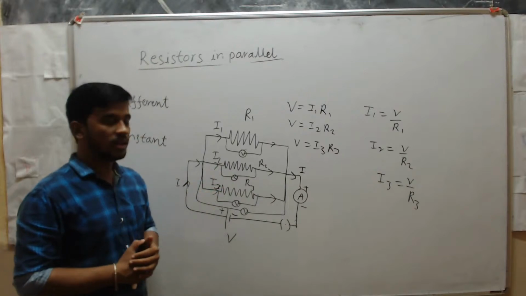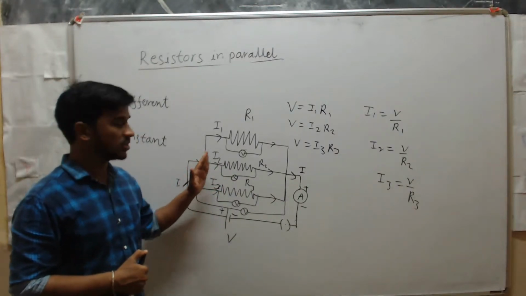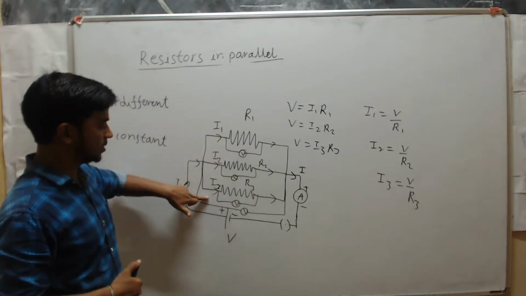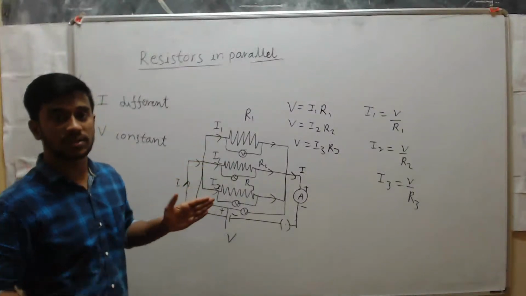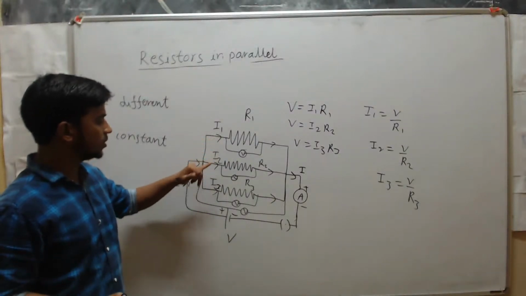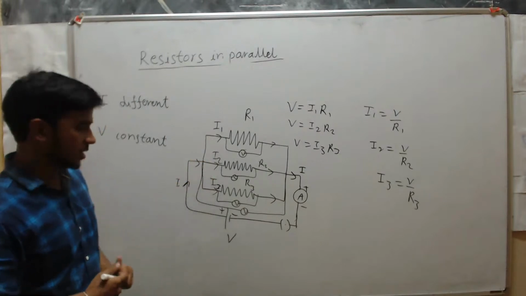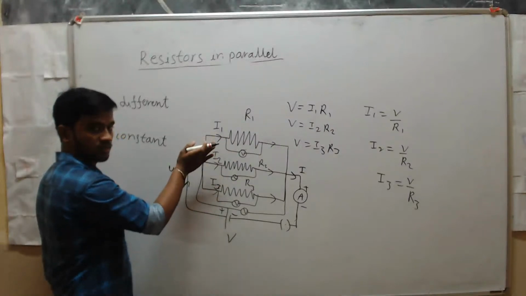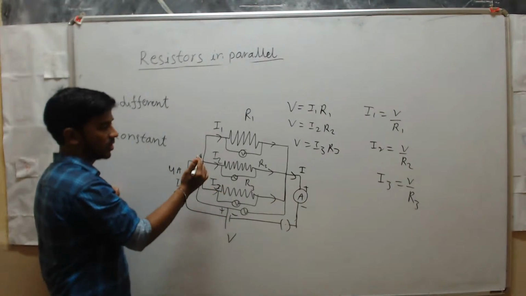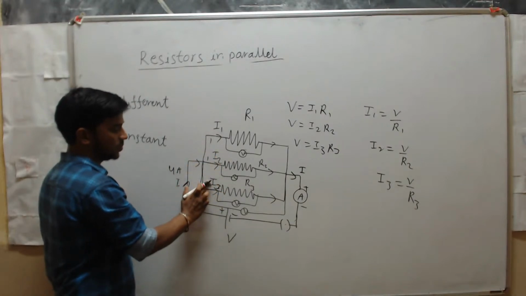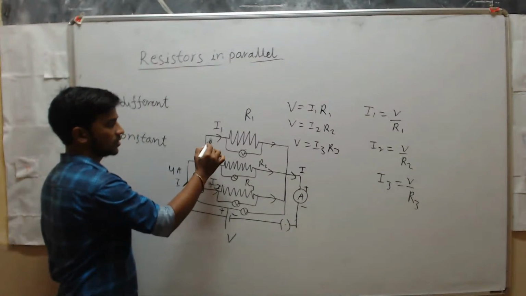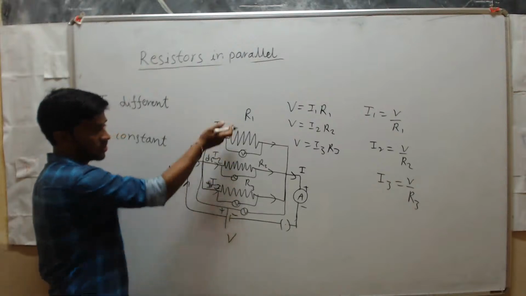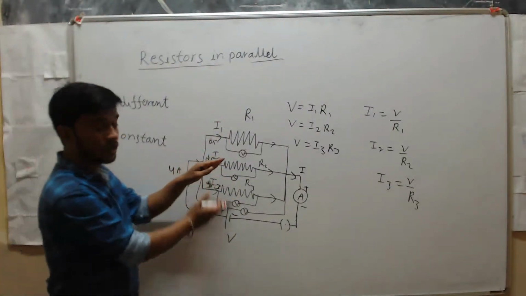Here current is different. Why? Because the current divides into branch currents. We call this one branch, this one branch, and this one branch. The current divides into I1, I2, I3. Suppose you are passing 4 ampere here. This 4 ampere divides into three branches. We don't know, maybe 1 here and 2 here, or maybe 0.5, 0.5, and 3 ampere. That depends on the values of the resistors. No need to divide equally.